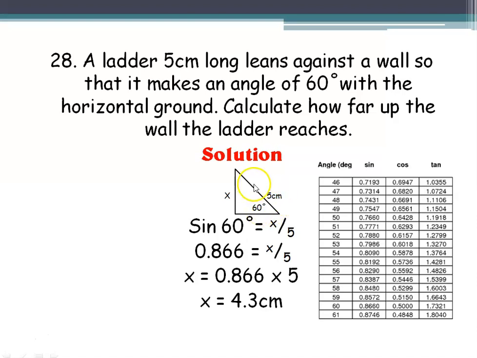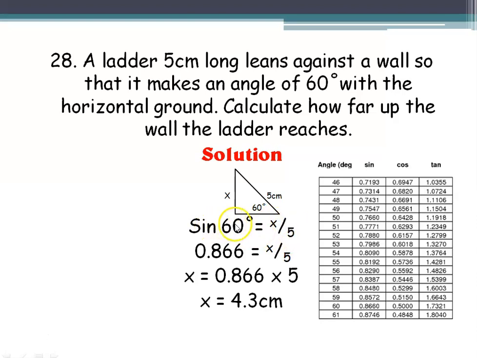So I have this, which is the length of the ladder, and then this is the height of the wall. Now the question says, how far up the wall does the ladder reach? Simply put, they're asking us to find the height of the wall. Is that okay? Alright, so in this triangle we have the opposite, the side facing the angle, and then the longest side, your hypotenuse. Because I have opposite and hypotenuse, I'm going to use sine. So sine 60 is equal to the opposite x over the hypotenuse 5. Sine 60 degrees equals x over 5.